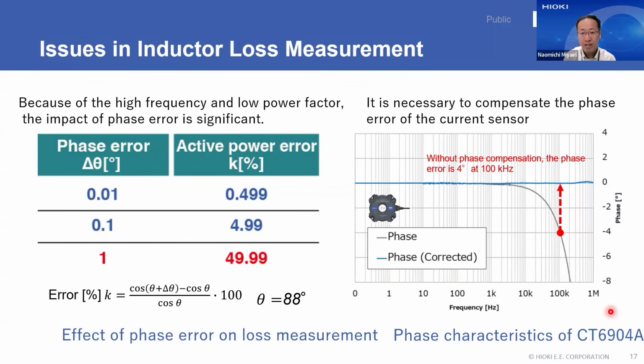compensate phase errors accurately. For example, looking at this data on the right, you can see that the current sensor has a phase error of about 4 degrees at 100 kilohertz before compensation. By applying the phase compensation function in a power analyzer, you can significantly improve the phase characteristics at high frequencies like the blue line in the graph and achieve more accurate power measurements.